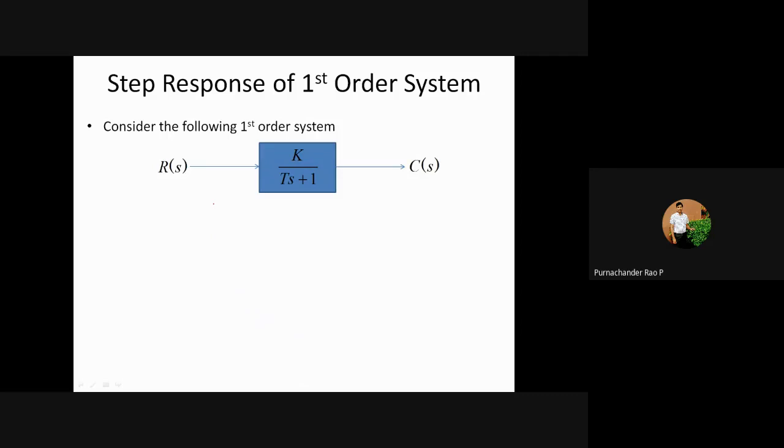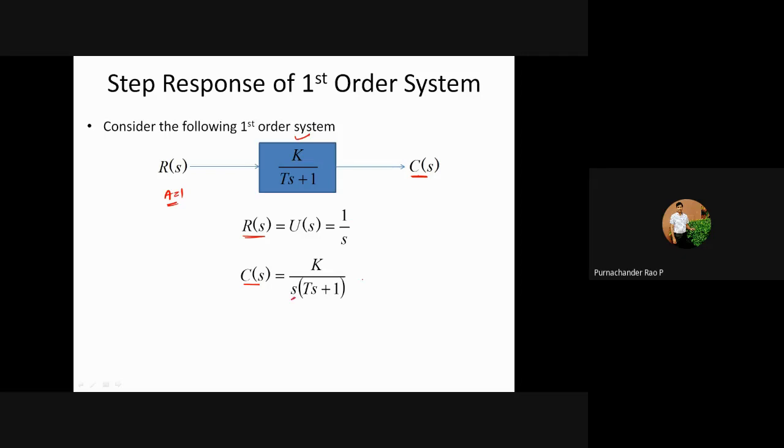Now, this is a very, very important step response of a first order system. Step response means we need to give R of S equal to A by S. Here A is equal to 1, so we are taking the unit step response, which is 1 by S. Now your output value C of S, the output response we are interested in, is K by Ts plus 1 into R of S. So R of S is equal to 1 by S, and here I am substituting the input signal.